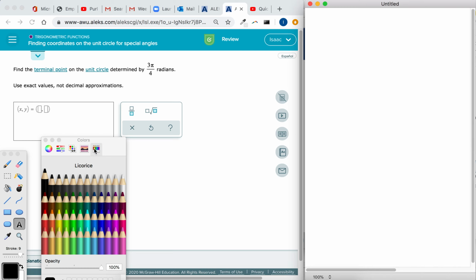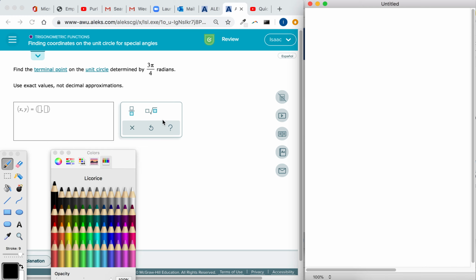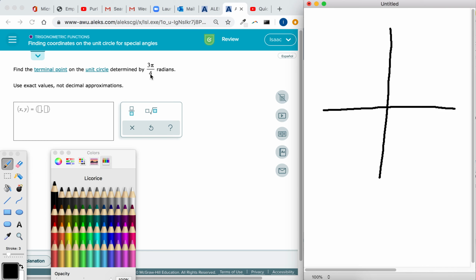We're asked to find the terminal point on the unit circle determined by 3 pi over 4 radians. There are quite a few different ways that we could approach this and look at it. If this way doesn't work, there's other things we could try. But the big thing they're looking for is that 3 pi over 4 radians.